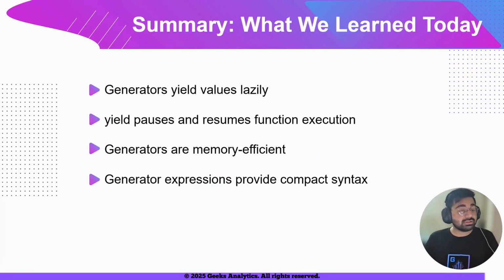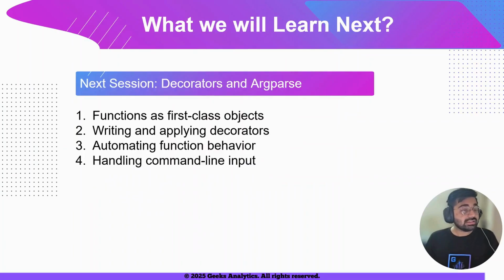In today's session, we learned how generators let us write elegant, scalable, and memory-efficient programs. We saw how the yield keyword enables stateful iteration and how generator expressions can make syntax cleaner for simple generator use cases. In the next session, we will see decorators, how to modify or enhance the behavior of functions without changing their code. We will also explore argparse, a library for building command line tools.